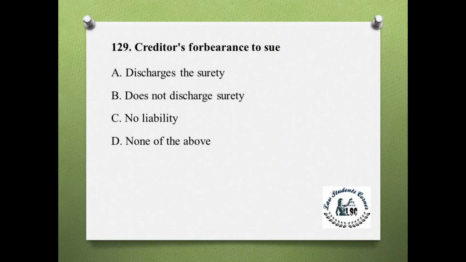Question number 129. Creditor's forbearance to sue: option A, discharges the surety; option B, does not discharge surety; option C, no liability; option D, none of the above. Correct answer is option B, does not discharge surety.